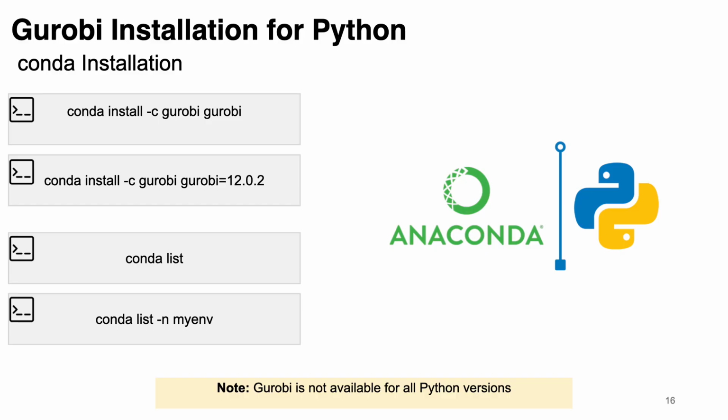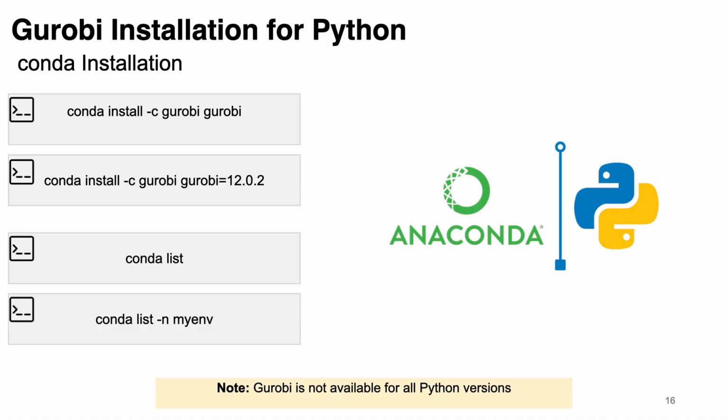For those of you using the Anaconda or Miniconda distributions, you can install Gurobi directly through the Conda package manager. This is often the preferred method for data scientists because it handles complex dependencies automatically. In your terminal, you would use the command conda install -c gurobi gurobi. The -c flag tells Conda to look specifically in the official Gurobi channel. If you need the specific version for this course, use conda install -c gurobi gurobi=12.0.2.